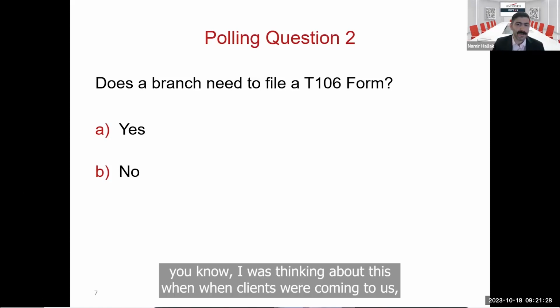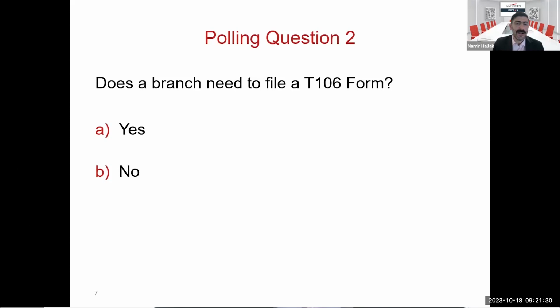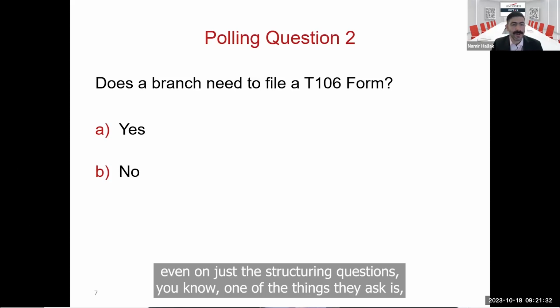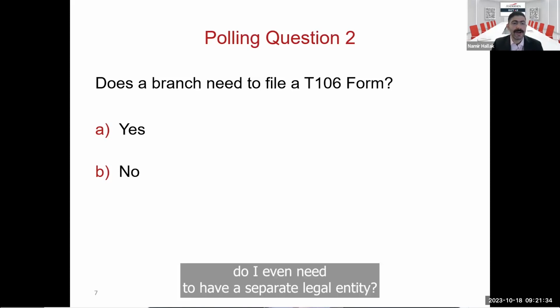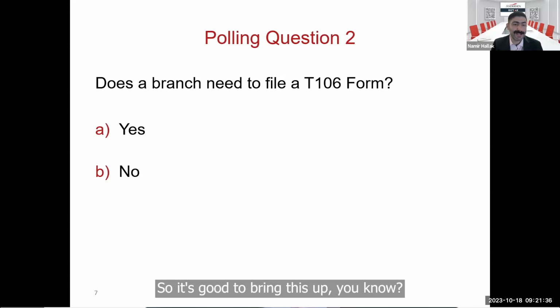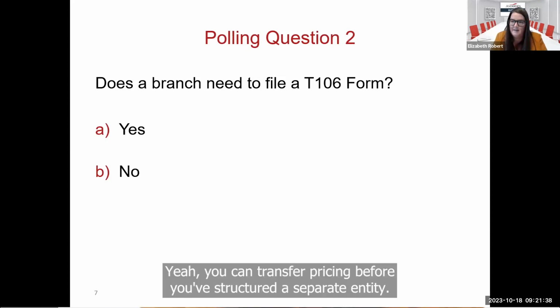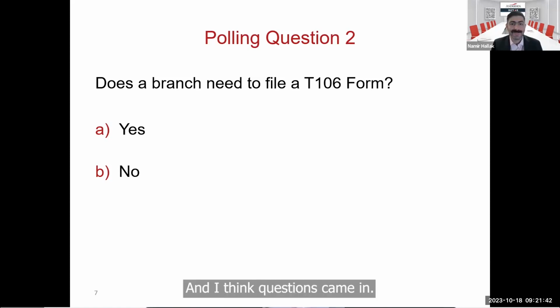I was thinking about this when clients are coming to us, even on just the structuring questions. One of the things they ask is, do I even need to have a separate legal entity? So it's good to bring this up. Yeah, you even need transfer pricing before you've structured a separate entity. Yeah, exactly. And I think questions came in.